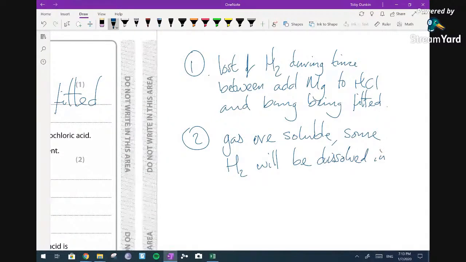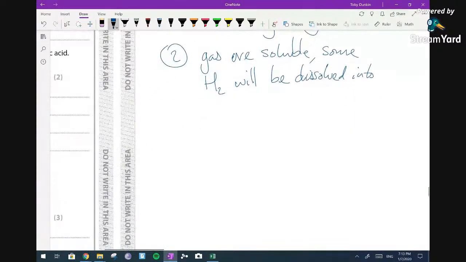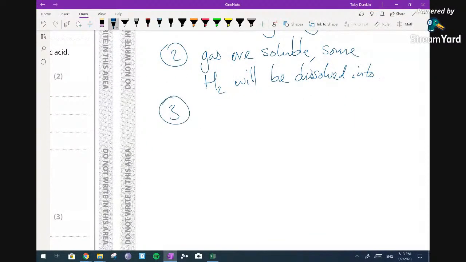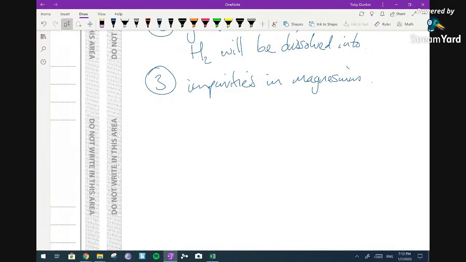Now, can I just point out, I actually don't like this. Hydrogen has a very low solubility, so it's not a great answer, but it will be allowed. The next thing is impurities in magnesium. Notice I haven't said in the HCl, although technically you could probably say that as well, but the magnesium is more important in that setting.